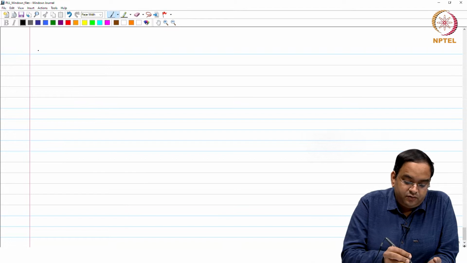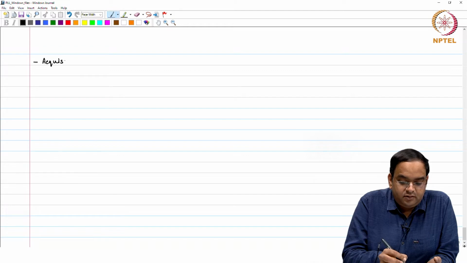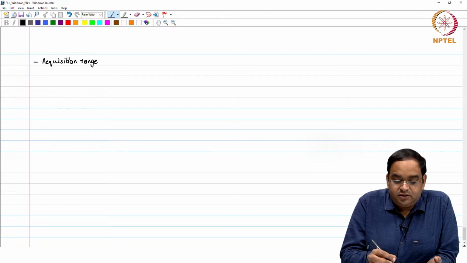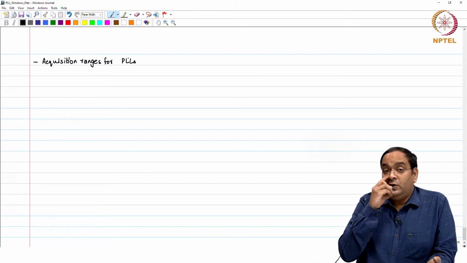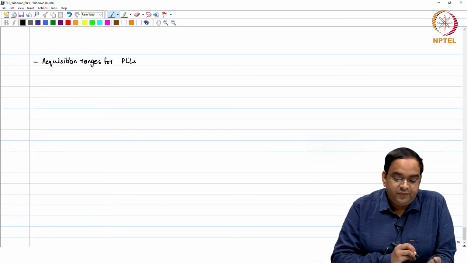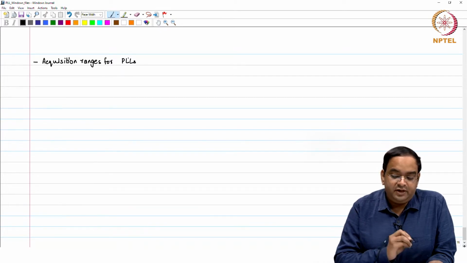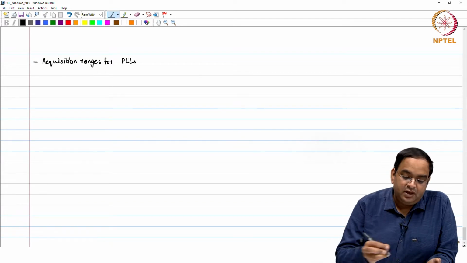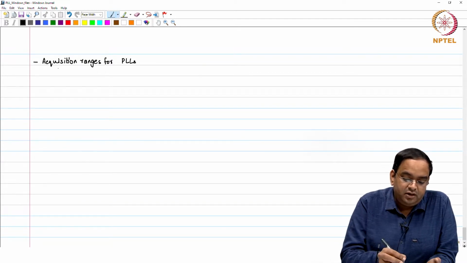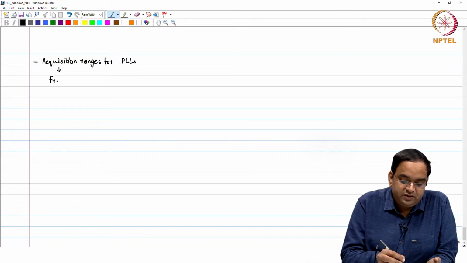In the previous session, we talked about the acquisition ranges for PLLs, and here we discussed hold-in range, lock-in range, and pull-in range. Now it's time to work out how we can find the different ranges for the PLL, the different ranges for the frequency acquisition. By the way, when we are talking about acquisition here, it is referring to frequency acquisition.